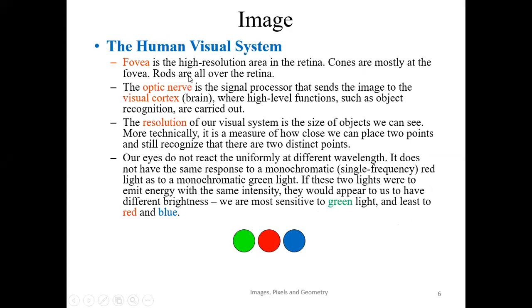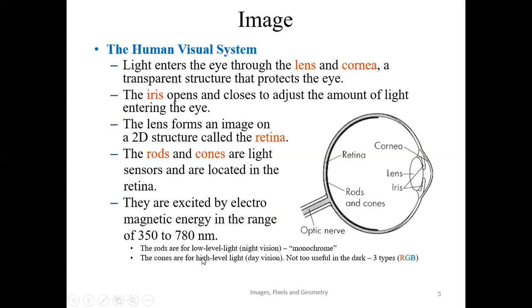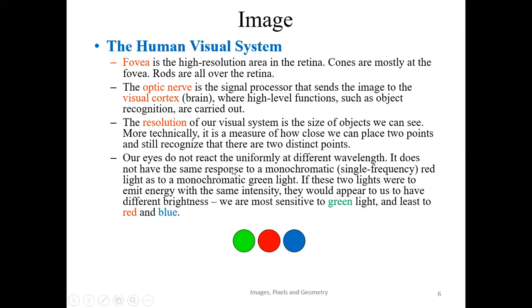So the cone cells, you see the cones for high level light, day vision, the RGB, are in the fovea, and rods are all over the retina. So the rod cells that help us to watch in the dark are spread all over the retina.